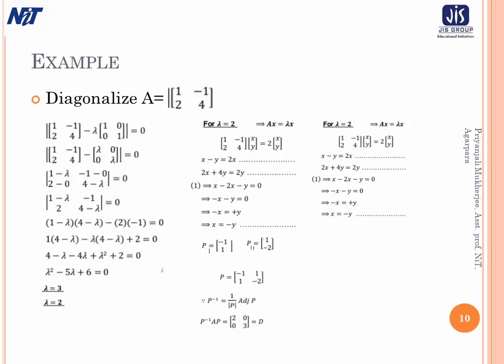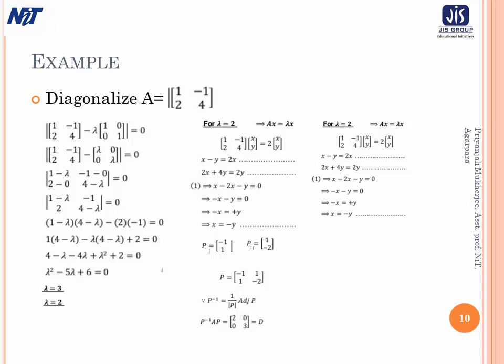Next we will find the modal matrix, which is nothing but the matrix whose columns are the eigenvectors of the system. The first column is the first eigenvector P1 and the second column is the second eigenvector P2. In this way we can find the overall modal matrix P, that is minus 1, 1, 1, minus 2. Next we have to find P inverse AP.